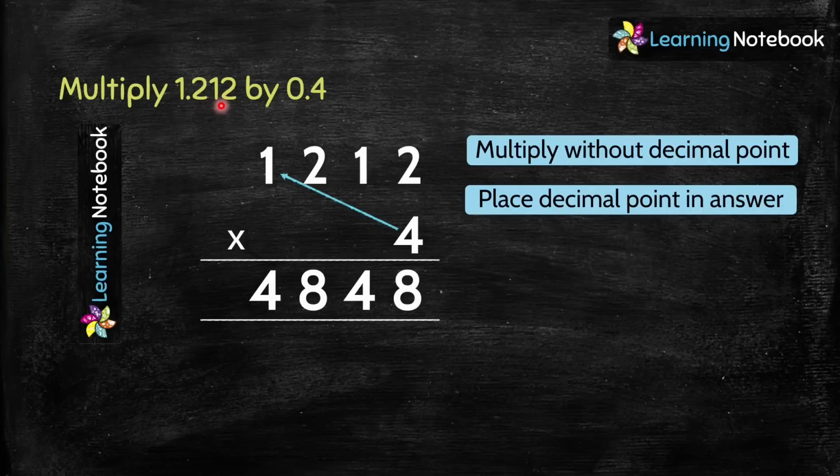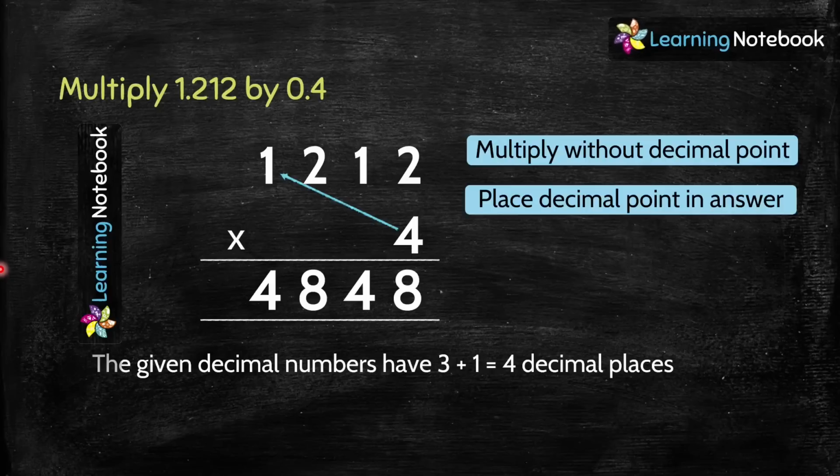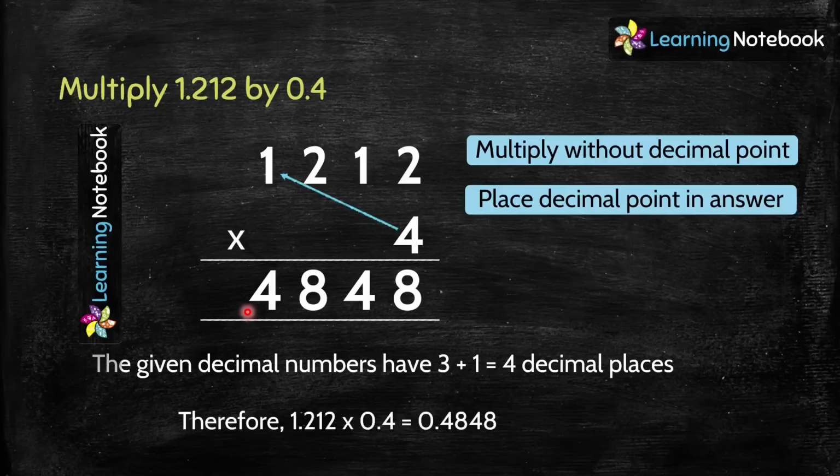Now students, look at the given decimal numbers. 1.212 has 3 decimal places and second decimal number 0.4 has 1 decimal place. So in total, there are how many decimal places? 4. There are 4 decimal places. So we will place decimal point in the answer after 4 decimal places. So answer is 0.4848.